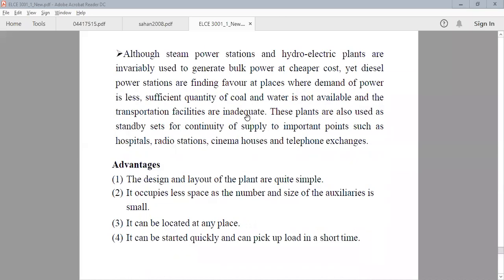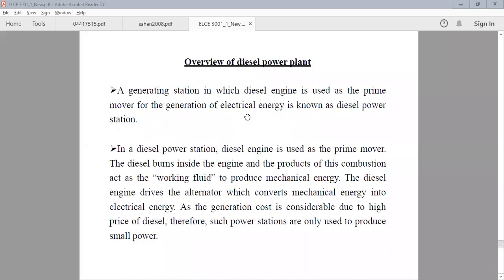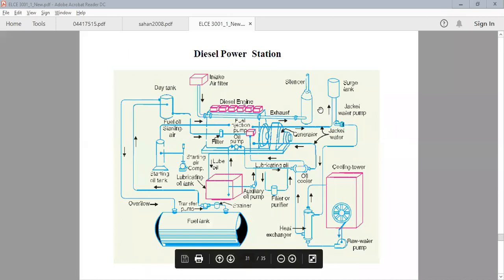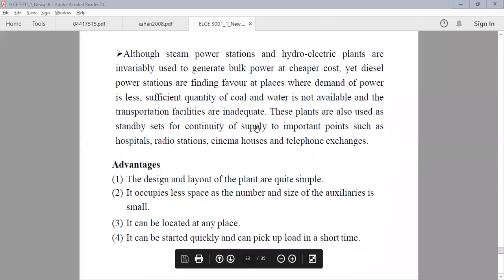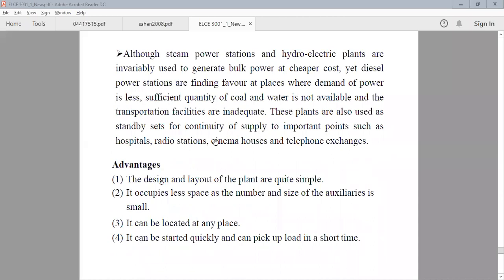Now, the last one here we have is the diesel power plant. The advantage of diesel is that the design is simple. It requires less space and it can be located at any place. You can locate the diesel power plant at any place.